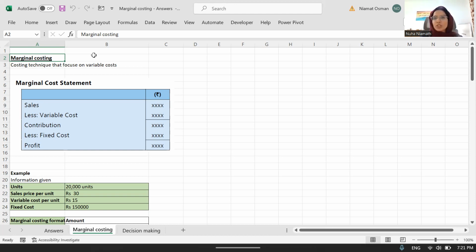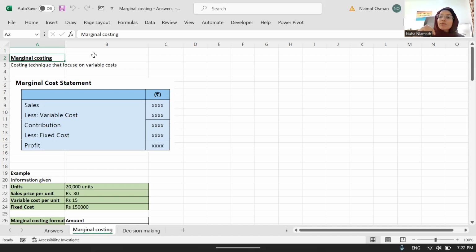What is the use of marginal costing? Marginal costing basically considers only variable costs. The only point of focus for marginal costing is variable cost. What do you mean by variable cost? It means that for every additional unit that you produce, what is the additional cost that you will incur? When you take a fixed cost, like rent, for example, by producing one additional unit, your rent will not increase, correct? So that is not at all a variable cost.